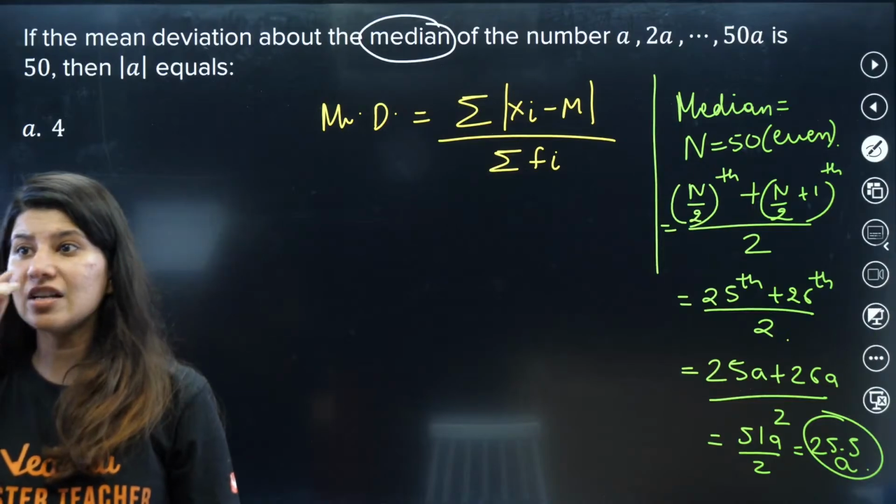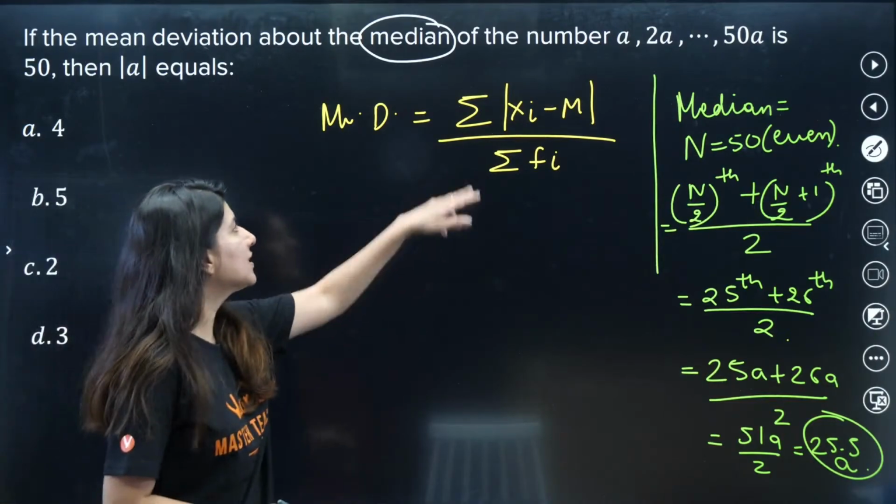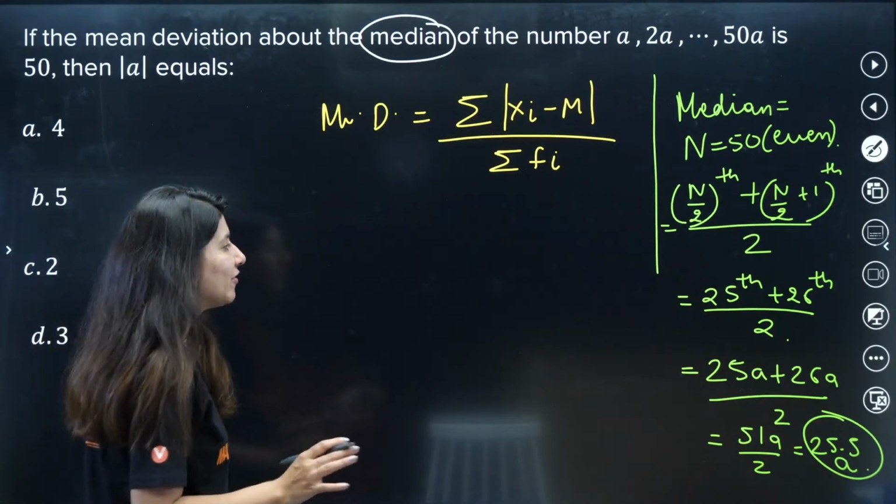It can't be negative always, no. It can't be negative because the modulus is here. Okay, now let's calculate. The median, you know, 25.5 is the median, right?